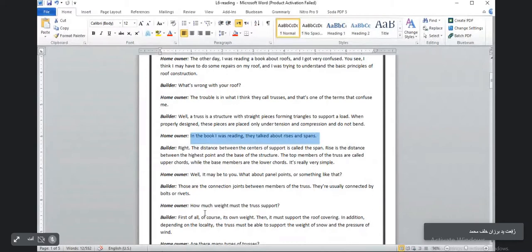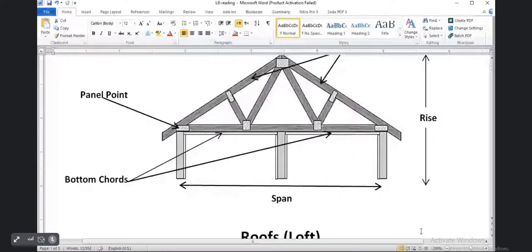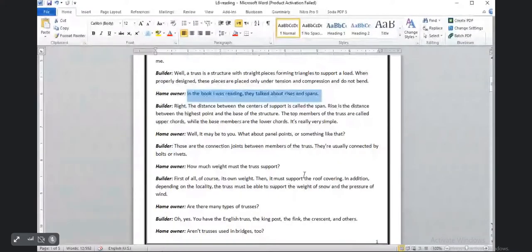Now, let's look again at the picture. Where is the rise in the picture? The rise is this, the vertical distance, الارتفاع العمودي. And the span is the horizontal distance, المسافة الأفقية. The rise is the height of the truss, and its width is the span. You get this, students? Yes, we get this. So now the homeowner is asking about rises and spans. The builder will try to explain.